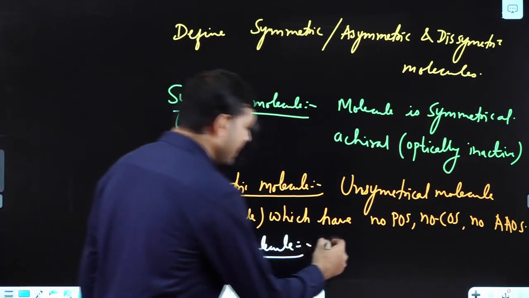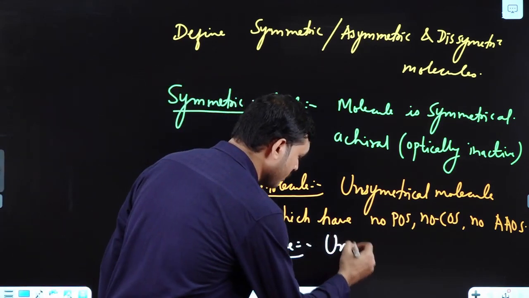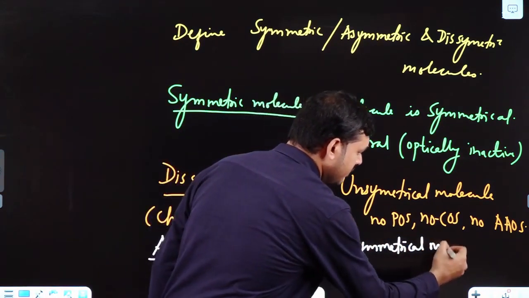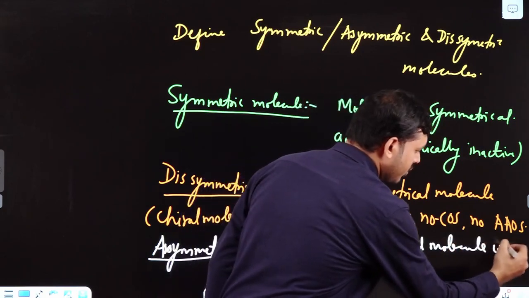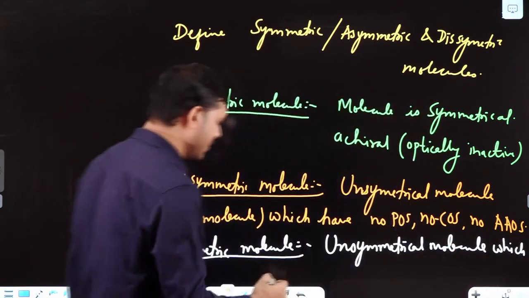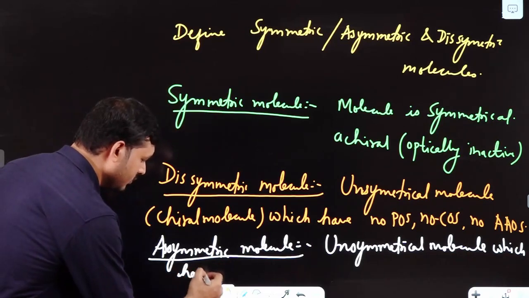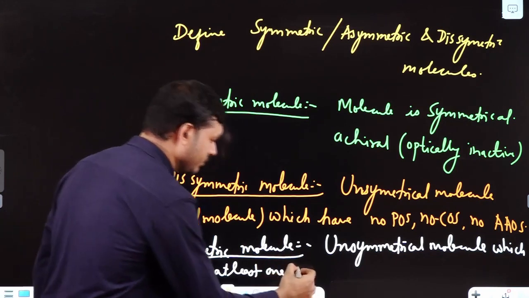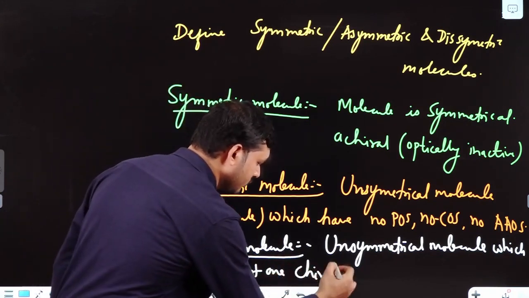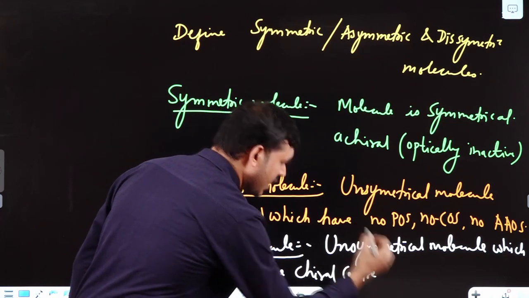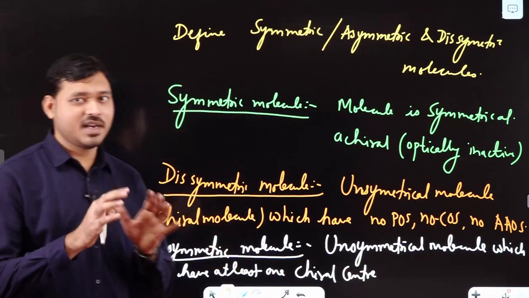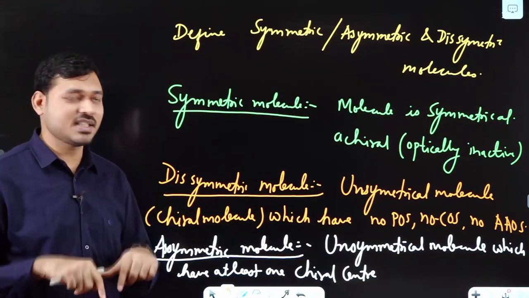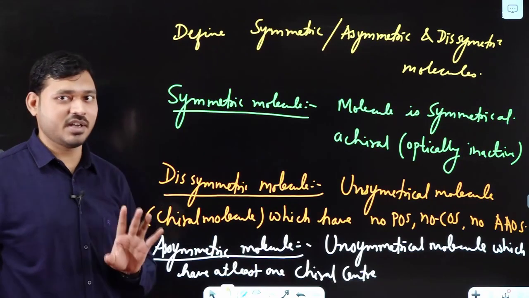Okay, so I can say unsymmetrical molecule which have at least one chiral center means it is unsymmetrical. It simply means no POS, no COS, no AAOS, but at the same time it is also having chiral center.